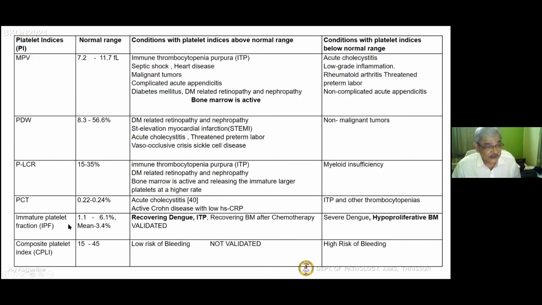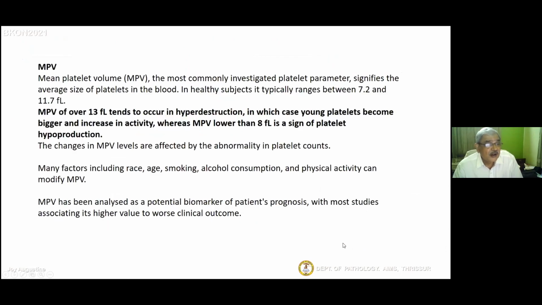Immature platelet fraction, though controversial, is very important because it is high in recovering dengue patients, in patients with ITP who are actually resolving, and in patients with recovering bone marrow, it indicates bone marrow recovery after chemotherapy. While a lower value means bad news for dengue patients and rarely indicates that the marrow is ineffective. Now we'll go one by one.